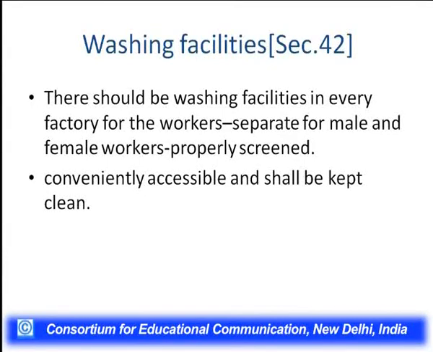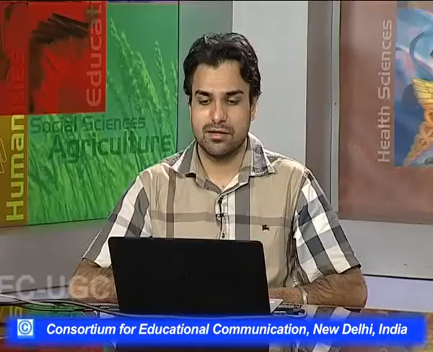Now, starting with Section 42, which says washing facilities. Under this section, there should be washing facilities in every factory for the workers, separate for male and female employees, conveniently accessible, and shall be kept clean. So basically, employees who are working in a factory for a long period of time, especially in a manufacturing unit where they are bound to get their clothes dirty, need a facility to clean their clothes every now and then, and there have to be clean facilities separately for males and females, which have to be properly separated.